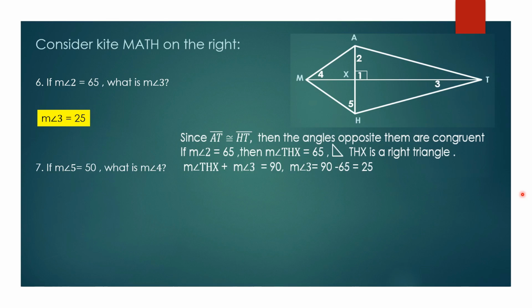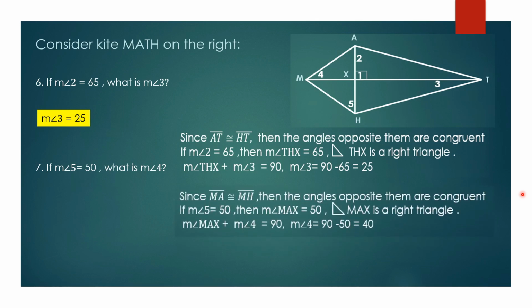Number 7. If the measure of angle 5 is 50, what is the measure of angle 4? Now, since segment MA is congruent to segment MH, then the angles opposite them are congruent. If the measure of angle 5 is 50, then the measure of angle MAX is also equal to 50.